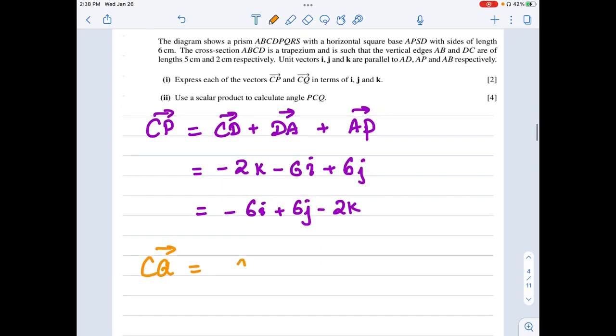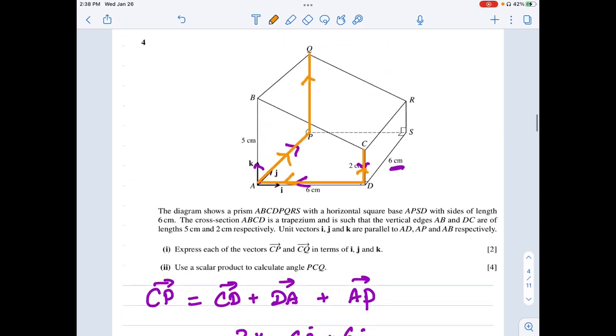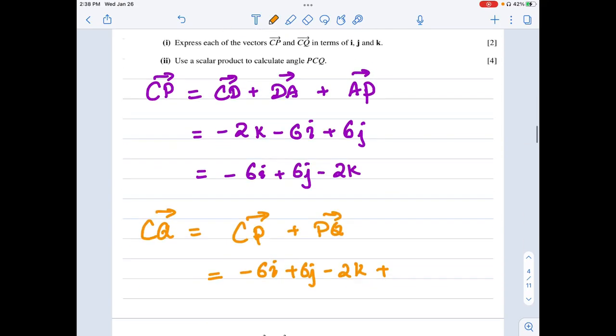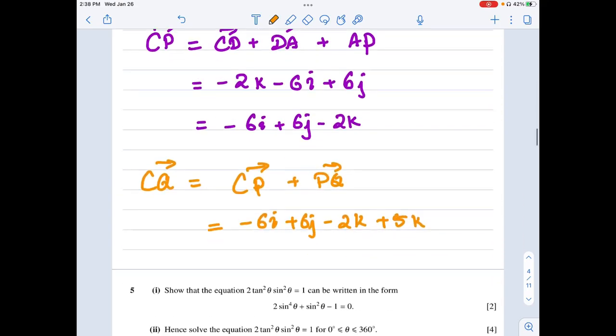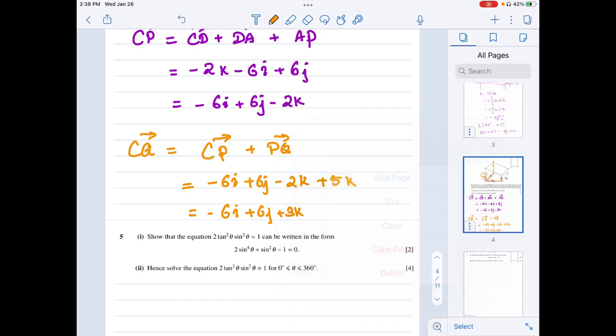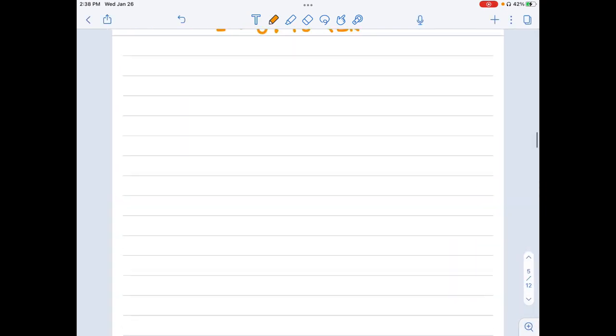So it is all the way CP plus PQ. CP is what we just got, minus 6I plus 6J minus 2K, plus PQ. You are going upwards 5 in the direction of K, so 5K. So it's going to be minus 6I plus 6J plus 3K. So that is CQ.